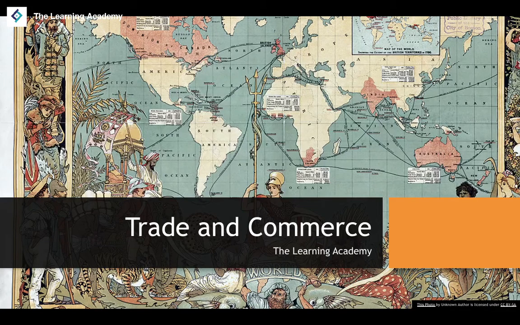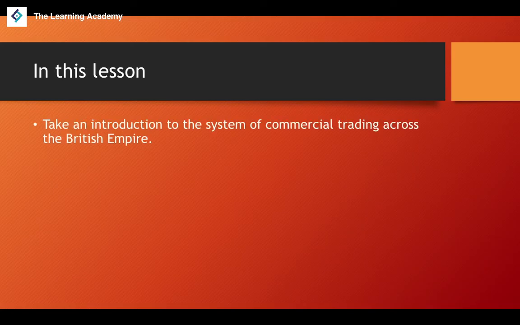So in this video, what I want to do is take a look at the trade and commerce topic for the British Empire. Specifically, we're going to take an introduction to the way in which the commercial trading system worked within the British Empire. We're going to talk quite a lot about ships and shipping, seeing as the empire was a global endeavour. The idea of having to discuss ships and shipping is something that's very important.